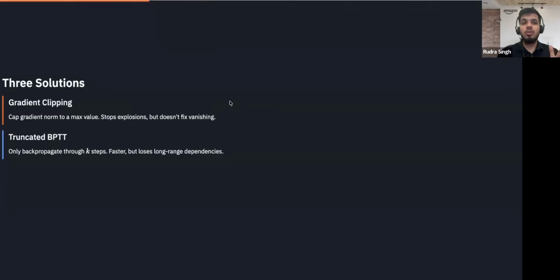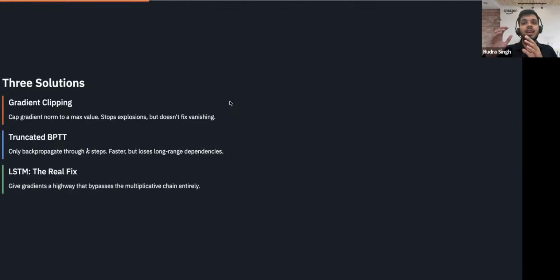So this also is not a good solution. The third and the real fix is the LSTM. The insight is, what if gradient didn't have to travel through that multiplicative chain at all, because that multiplicative chain is what is either exploding the gradient or is vanishing it. So what if we don't have to pass the gradient through that multiplicative chain, and what if there was a shortcut, a highway kind of thing, where the signal flows straight through without getting multiplied down at every step?